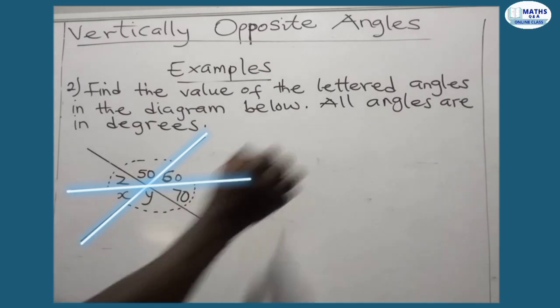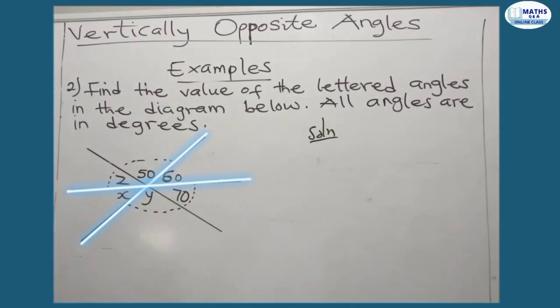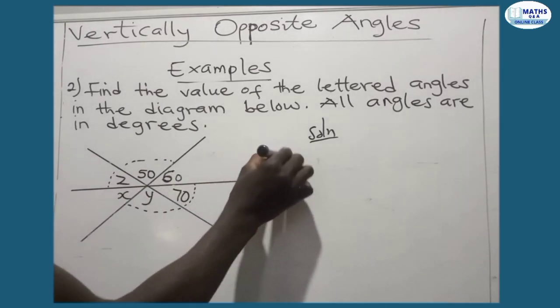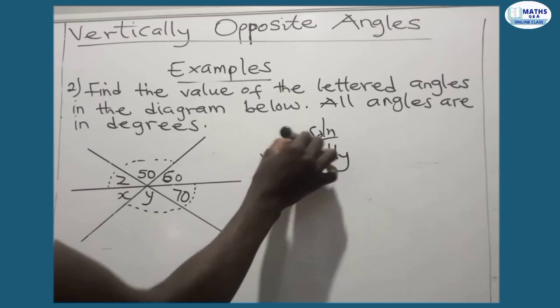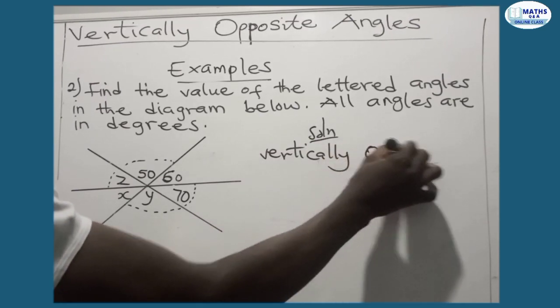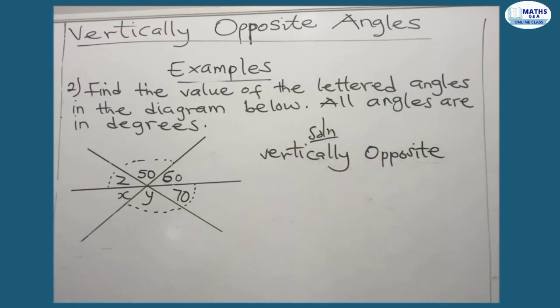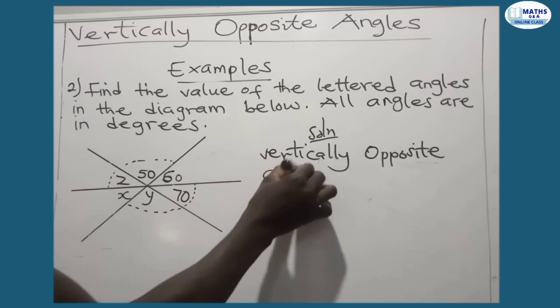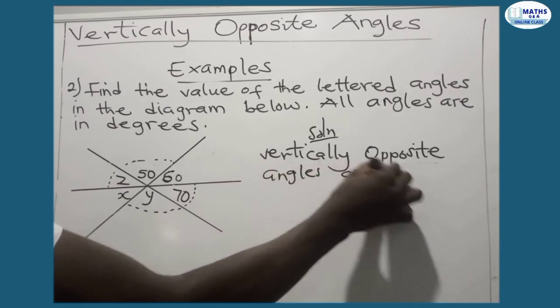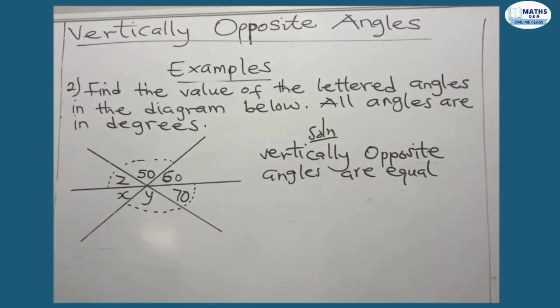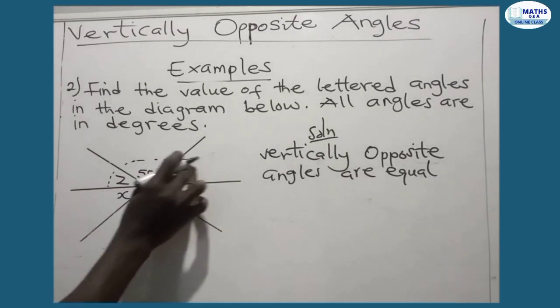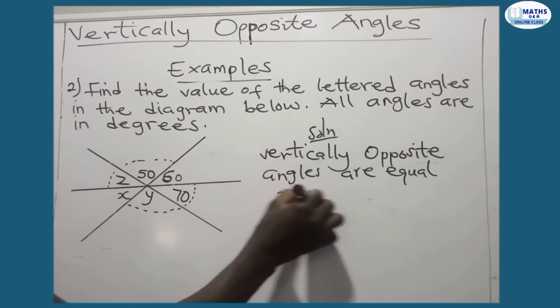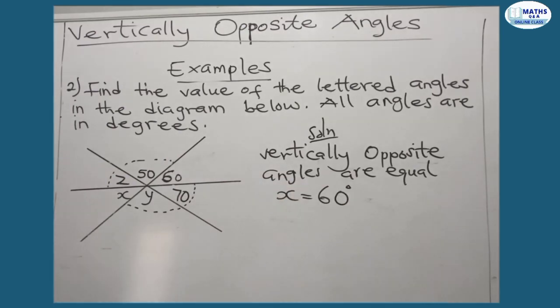60 degrees. So you state that after you have been able to identify those straight lines that are meeting, you state that vertically opposite angles are equal. Always put that one down. That is the inscription that you are using to back your answer, okay? So vertically opposite angles are equal. And what are the vertically opposite angles? We have X, which is equal to what? 60 degrees. I hope you get me now. Right. Now let's look at another one.